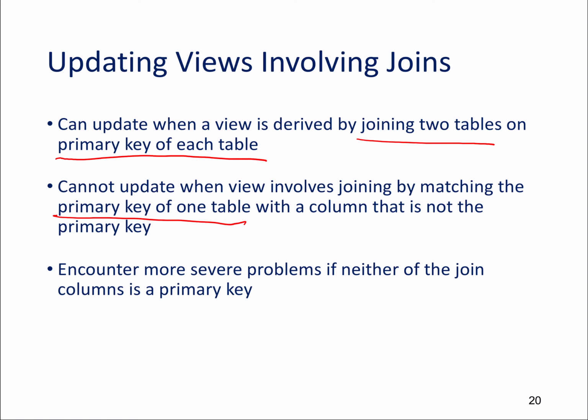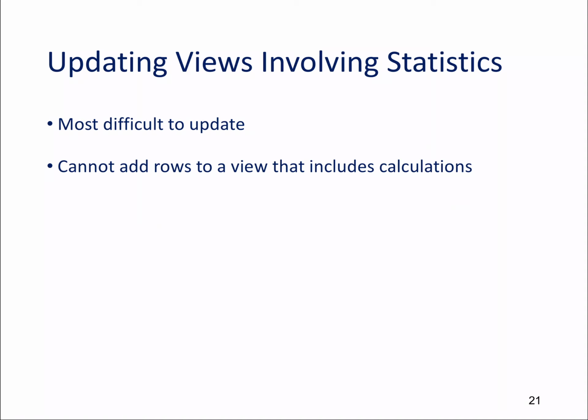Also, if there are other more complicated columns or view structures involved, you cannot update the base table through the view. So that will encounter more severe problems. If the view involves statistics, such as group by, then it's most difficult to update the base table, because most of the time the records in the base table will be merged, so you cannot update through that.